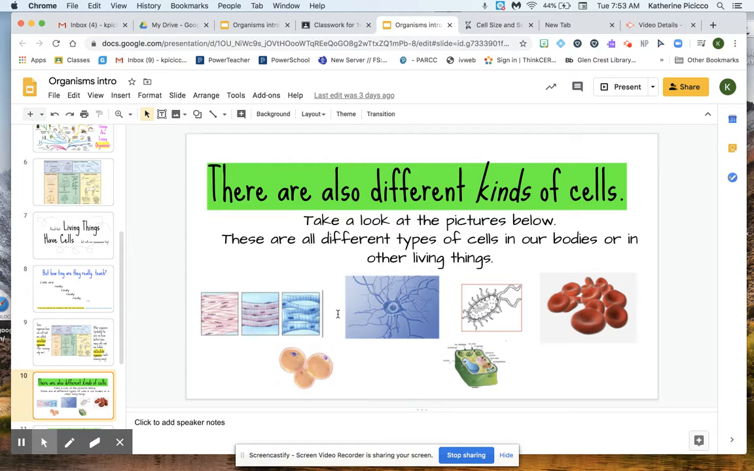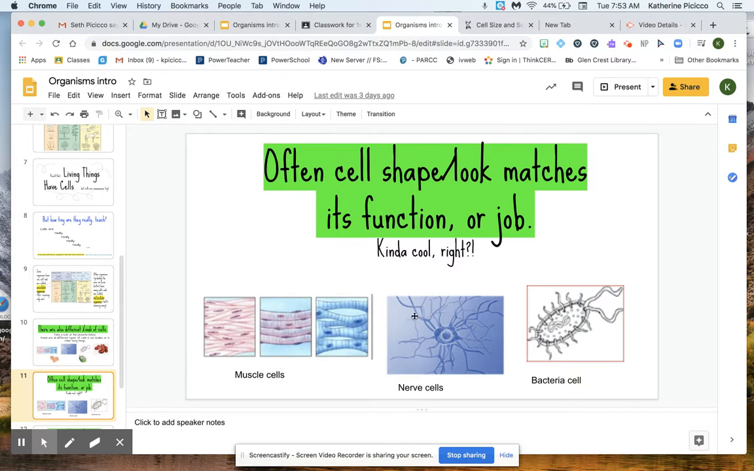All right. Lastly, we're going to talk about how there are different kinds of cells. So even though living things are made of cells, especially when you think about humans, we have a lot of different kinds of cells and they all look different. Take a look at all these pictures. These are all different kinds of cells. Kind of funky, right? And what's interesting is that every cell's shape often looks like what they have to do. So we say that cell shape often matches their function or their job.